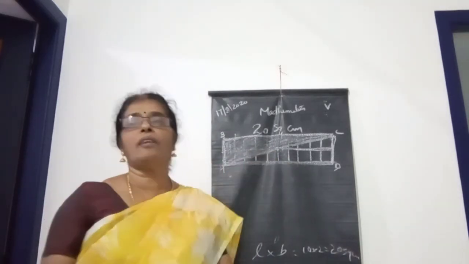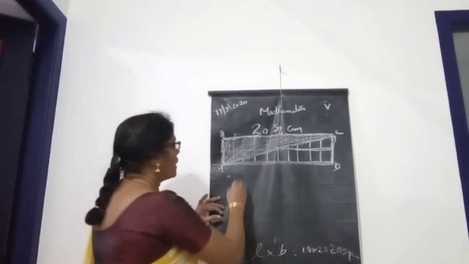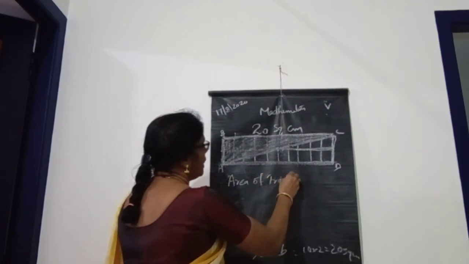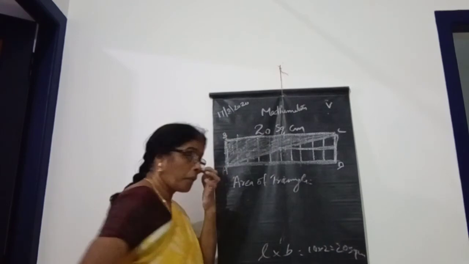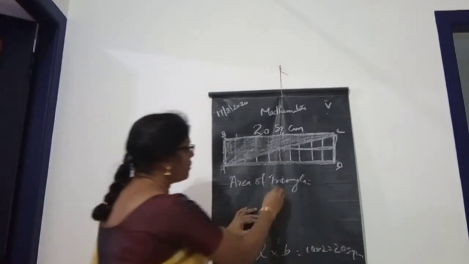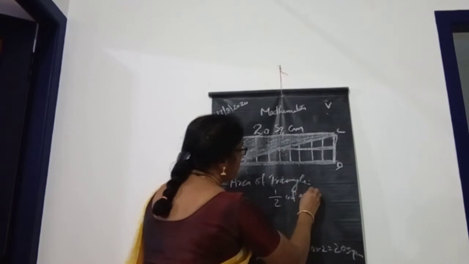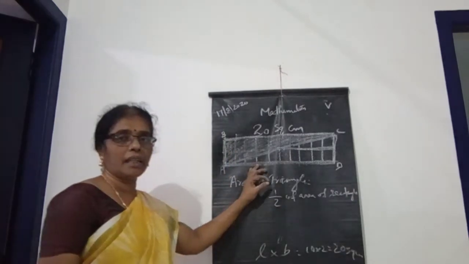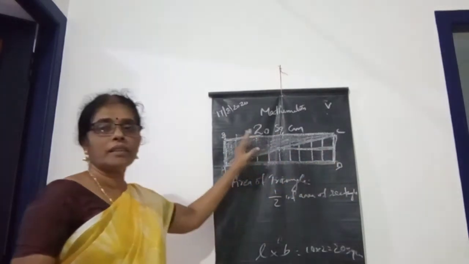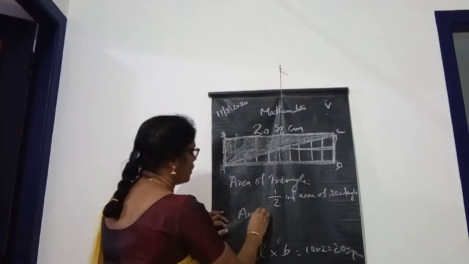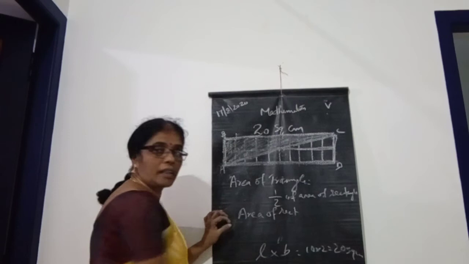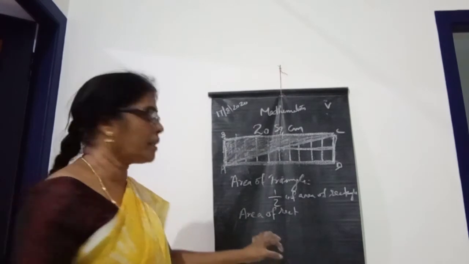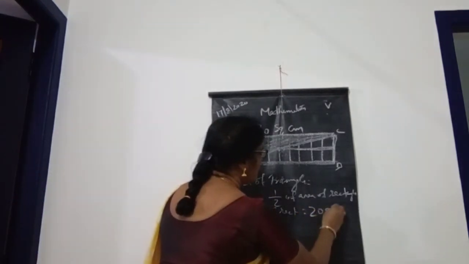Then how do we find the area of that triangle? The area of the triangle is equal to half of the area of the rectangle. Then what is the area of the rectangle? The area of the rectangle is 20 square centimeter, isn't it? So the area of the rectangle is equal to 20 square centimeter.